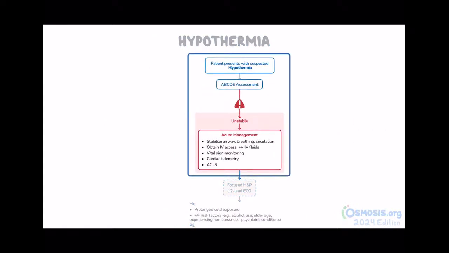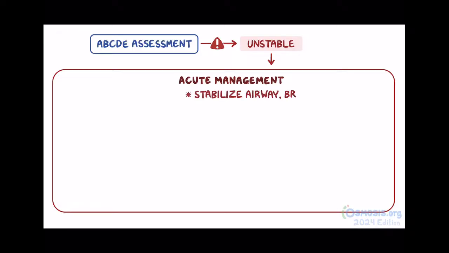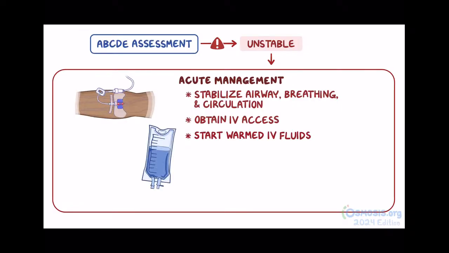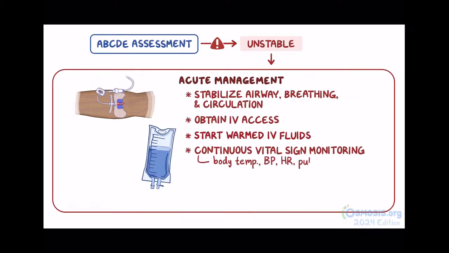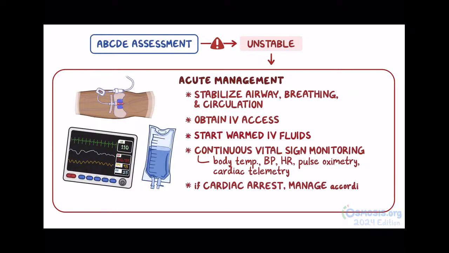Now, if you suspect the patient has hypothermia, you should first perform an ABCDE assessment. Acute management should be started immediately to stabilize the patient's airway, breathing, and circulation. Next, obtain IV access and consider starting warmed IV fluids. Next, put your patient on continuous vital sign monitoring, including body temperature, blood pressure, heart rate, and pulse oximetry, as well as cardiac telemetry. Finally, if your patient is in cardiac arrest, manage according to ACLS guidelines.